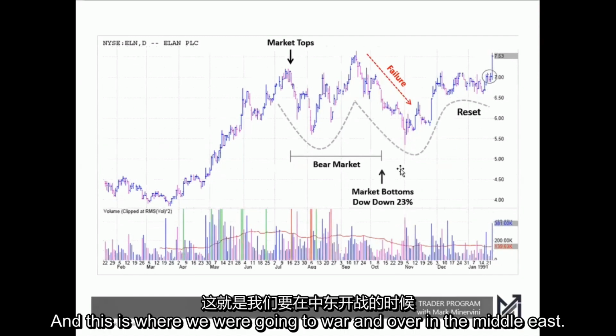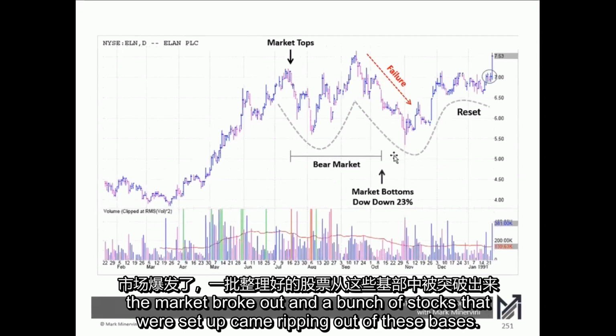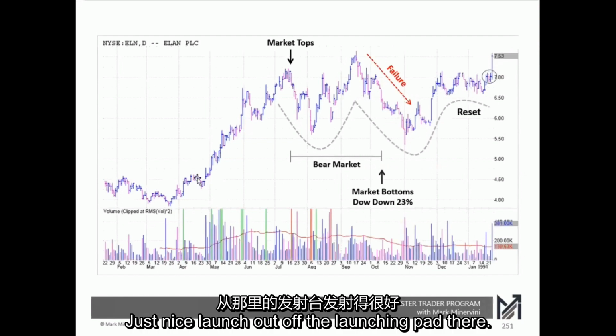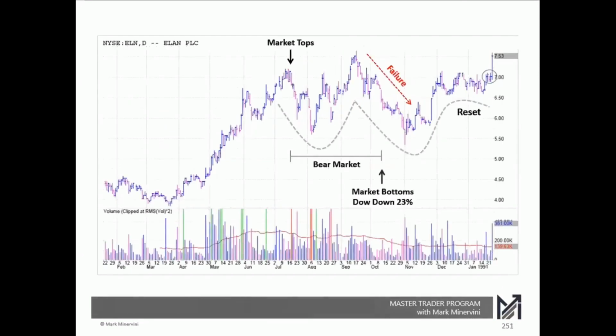And this is where we were going to war over in the Middle East. And on the announcement of war, the market broke out, and a bunch of stocks that were set up came ripping out of these bases. And you had just a nice launch off the launching pad there. And see how many months you had to wait.